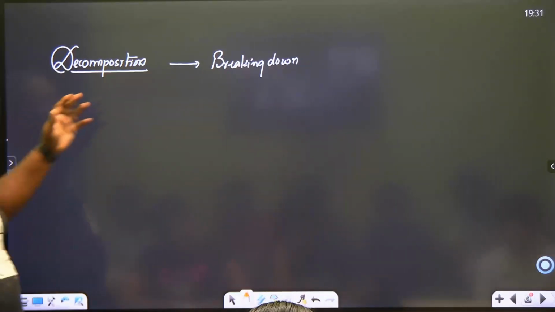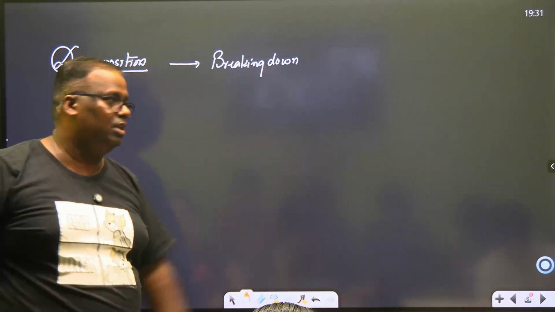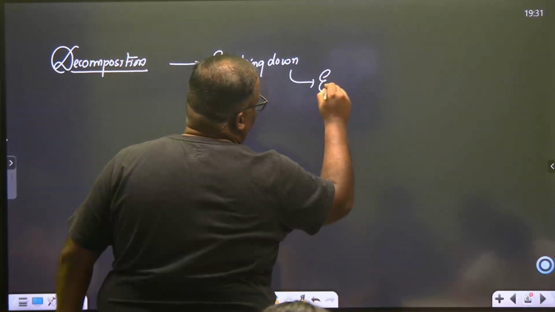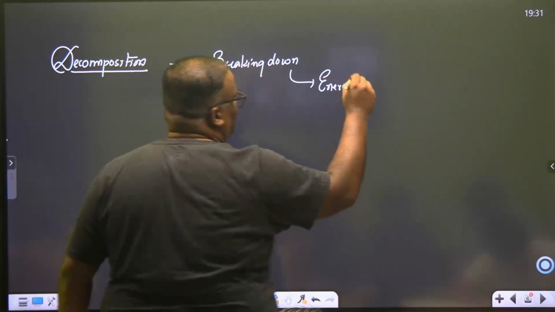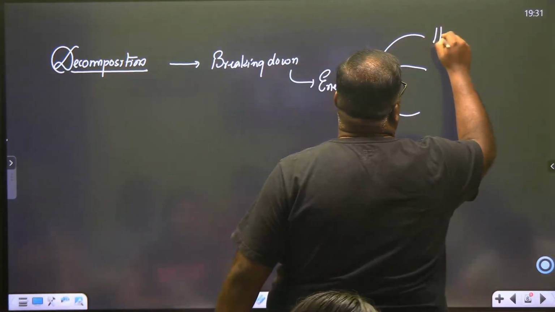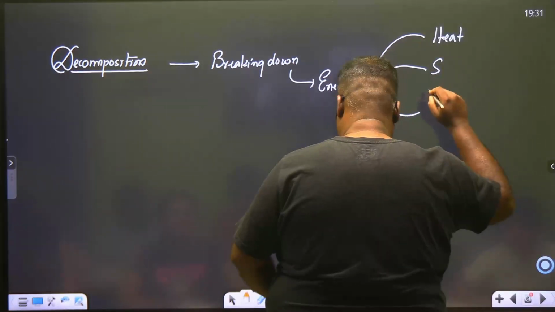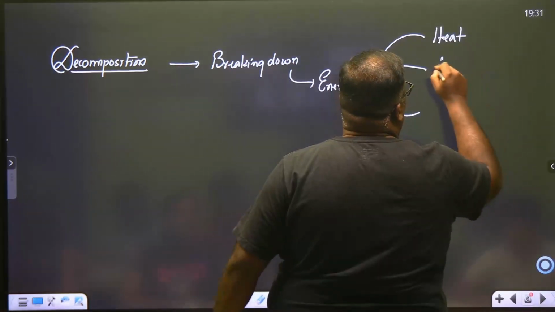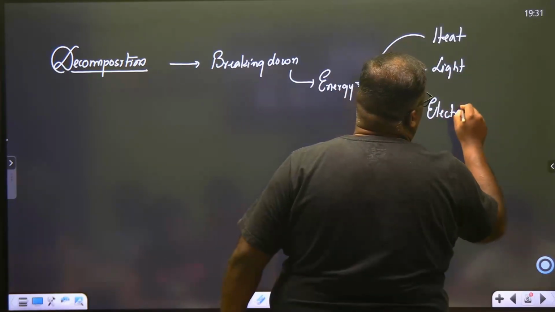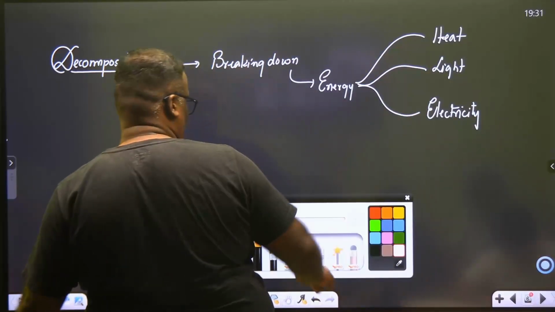Obviously, if you have a unity of people, you have to do a conspiracy to break that unity, right? So breaking down, and this breakdown will always involve energy. And this energy will be coming in three different forms. It can come in the form of heat. It can come in the form of light, and it can come in the form of electricity. Sir, how about sound energy? That is not that intense.